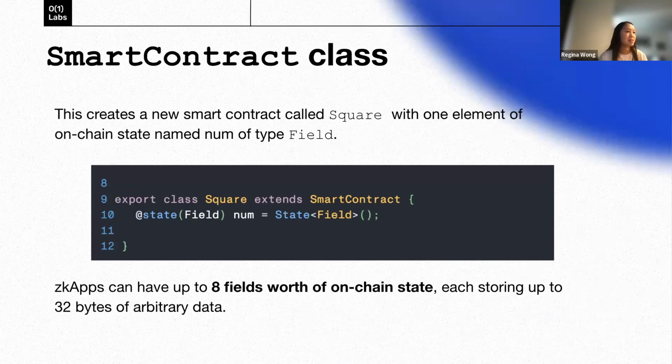As I mentioned earlier, the SmartContract class is what makes it possible to write smart contracts in the first place. For us, we're going to extend it and create a smart contract called Square. And here, Square is going to have one on-chain state named num with the type Field. So just in case you're wondering, ZK apps can have up to 8 fields worth of on-chain state. And this is equivalent to 32 bytes of arbitrary data.